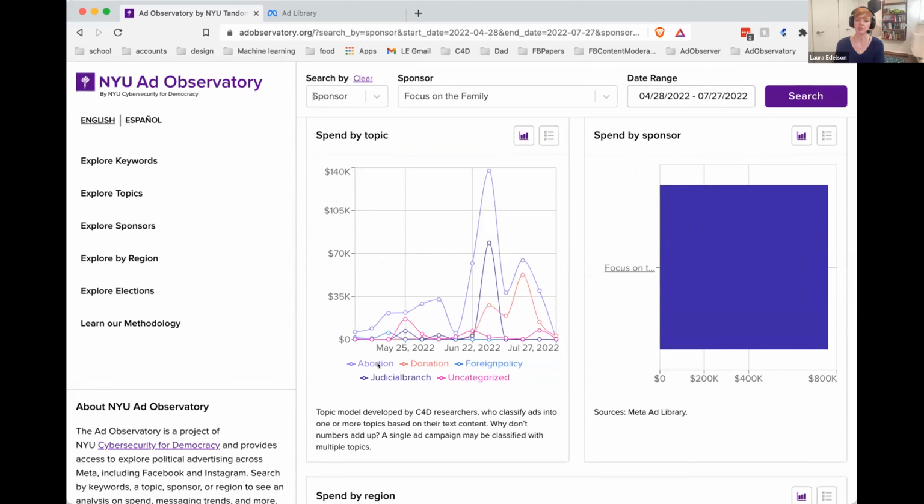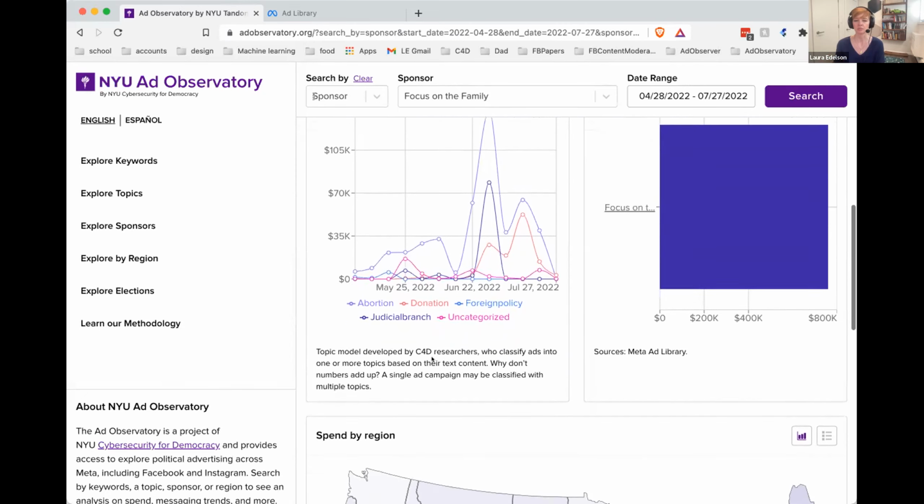They are spending a lot of money on ads about abortion. I should say the judicial branch, right now at this moment in time, the Supreme Court is so closely tied to abortion, that's not really a surprise. And we do have a topic called donation because we do see many people running ads where not just the purpose, but everything that the ad says is about donating money. So that's not surprising either.